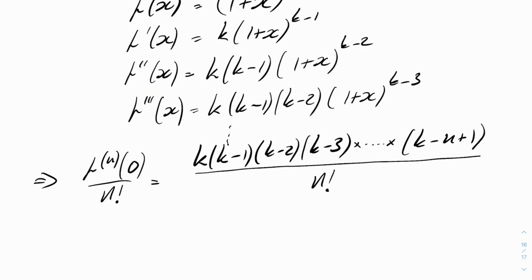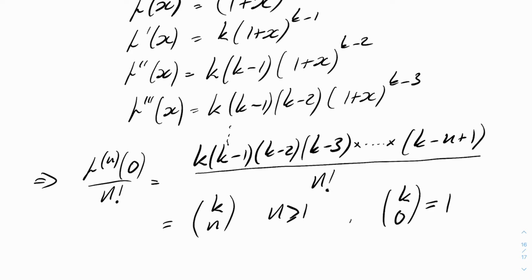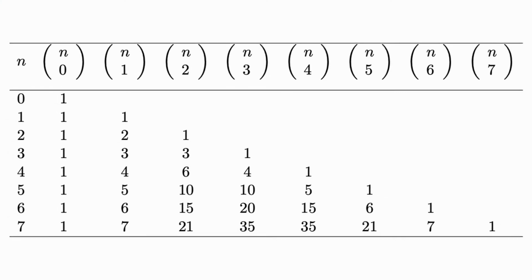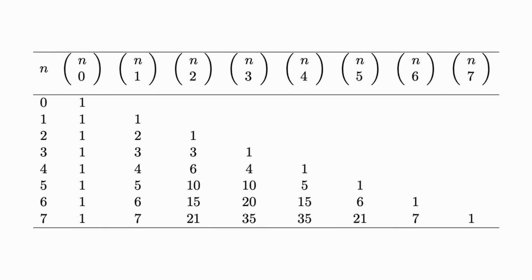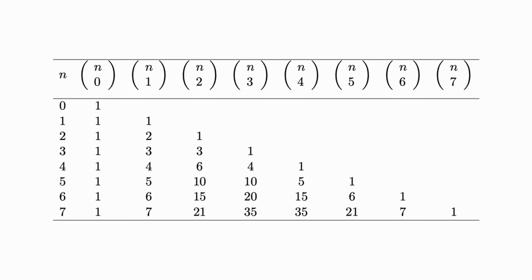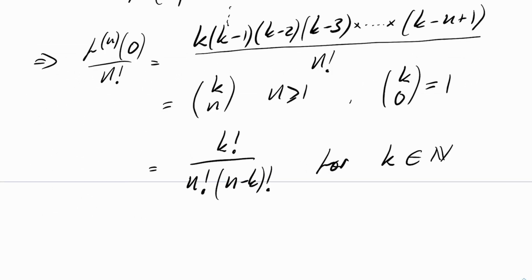Now these coefficients are known as the binomial coefficients, and we write them in a special tidy notation as k choose n. You'll see these come up a lot in combinatorics, and they're defined for n greater than or equal to 1, with the extra definition that, as usual, 0 factorial is equal to 1. Now in fact, in Pascal's triangle, where k is a natural number, this is equal to k factorial over n factorial times k minus n factorial. And in that case, the series will actually terminate, as we'll see.